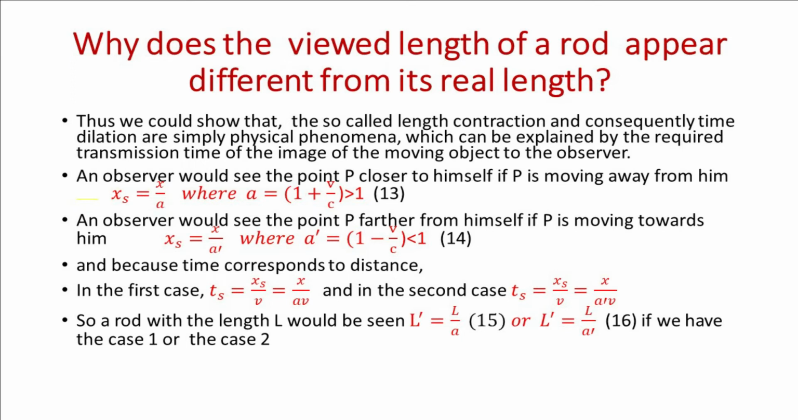In the first case, t sub s equals x sub s over v, or t sub s equals x divided by a times v, and in the second case t sub s equals x sub s over v, or t sub s equals x divided by a prime times v. So the length L of a rod would be seen as L prime equals L over a, or L prime equals L over a prime, if we have case 1 or case 2.